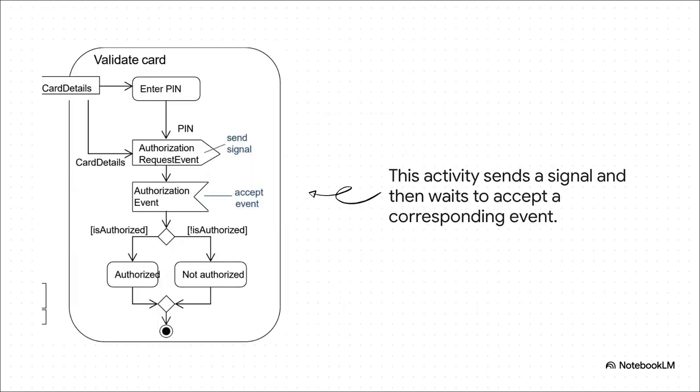This diagram is a perfect demonstration of asynchronous communication. The system sends an authorization request event signal, and then the flow just stops. It waits right there at that accept event node, and it will not move forward until it receives the authorization event back from whatever system it's talking to.